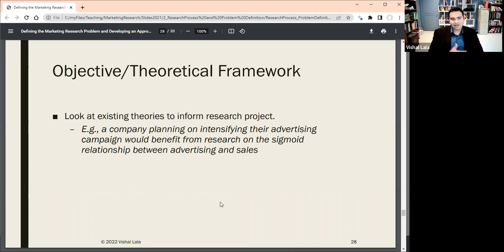For instance, if the goal is to examine advertising or come up with a new ad campaign, one would benefit from knowing what we have learned about advertising research. For example, knowing about the historical research relationship between advertising and sales. How exactly does advertising affect sales? Is it a linear relationship, a nonlinear relationship? Is it a step function?